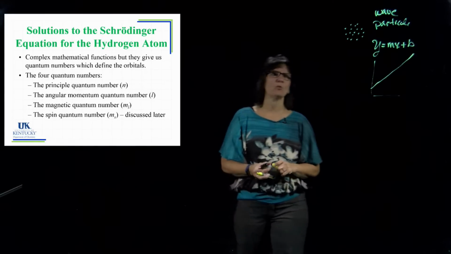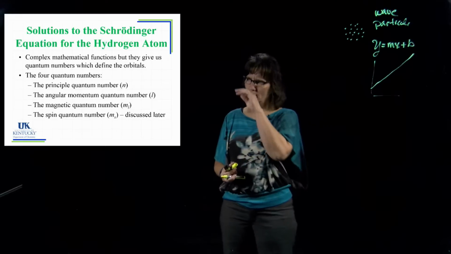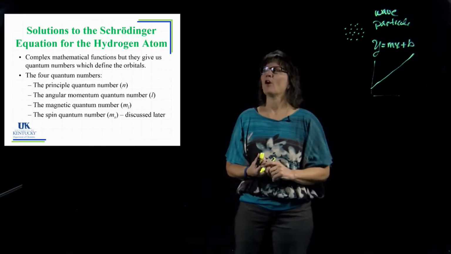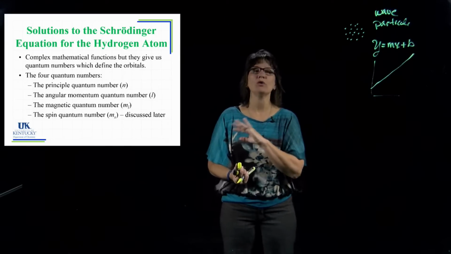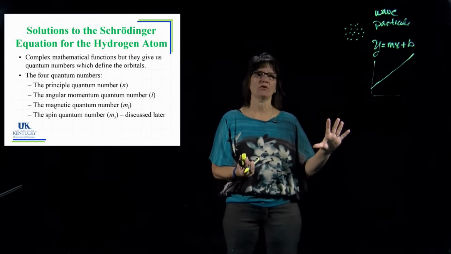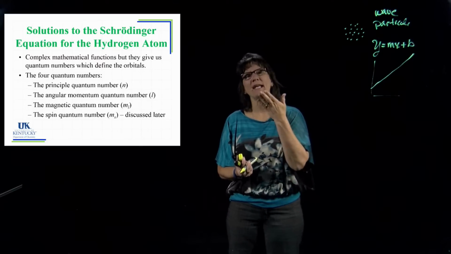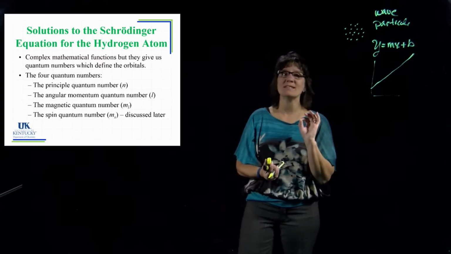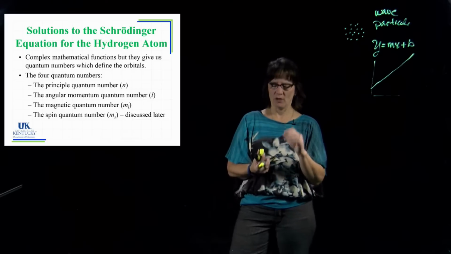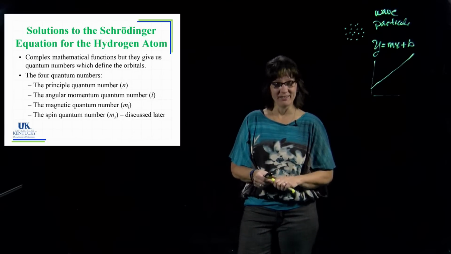What comes out of this that we're really going to focus in on is the quantum numbers. There are 4 quantum numbers that come out of these Schrödinger equations. So while we'll never look at the equations themselves, we do want to look at and examine these numbers that are derived out of these equations, because these numbers will tell us where that electron is.